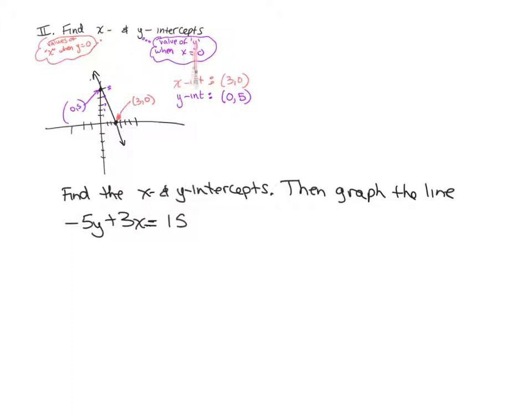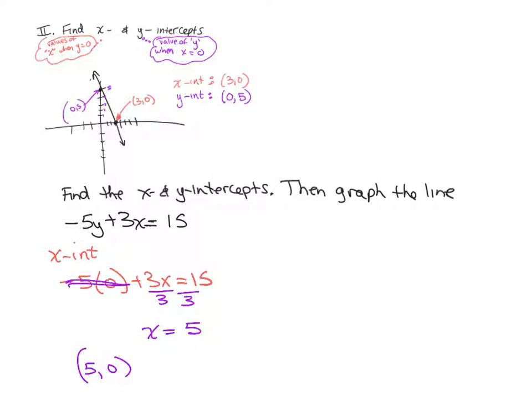Your y-intercept is the value of y when x is 0. So you're just simply going to go, okay, my x-intercept is going to be when I plug 0 in for y. So negative 5 times 0 plus 3x is equal to 15. Negative 5 times 0 is 0, just goes away. 3x is 15, divide by 3. You get x is equal to 5. So that means that the x-intercept as a point is what? 5, 0. That's your x-intercept.